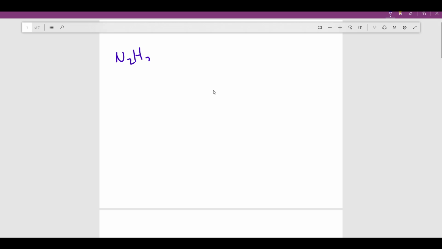Let's go here to the dot cam. We'll go through the steps of drawing out a Lewis structure, which involves a series of steps. Step 1 is to write down the number of total valence electrons you have in the entire molecule.